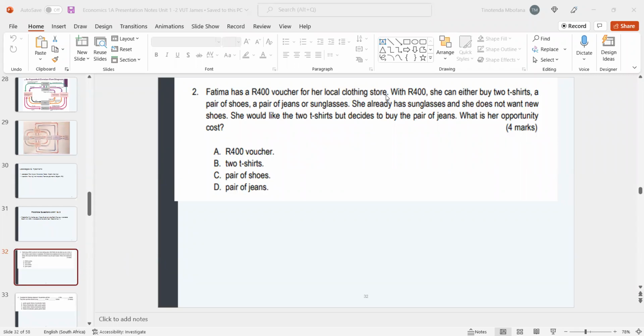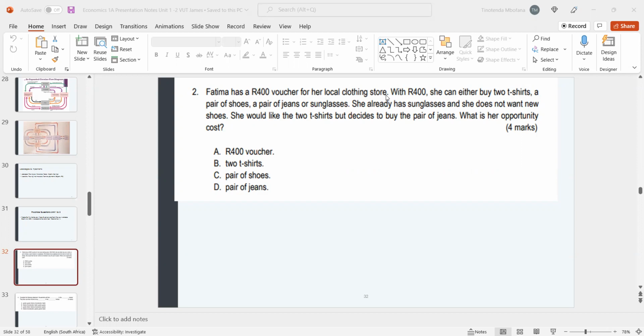All right. So Fatima has a 400 Rand voucher for her local clothing shop. With 400 Rand, she can either buy 2 t-shirts, a pair of shoes, a pair of jeans, or sunglasses. She already has sunglasses and she does not want new shoes. She would like the 2 t-shirts, but decides to buy the pair of jeans. What is her opportunity cost?